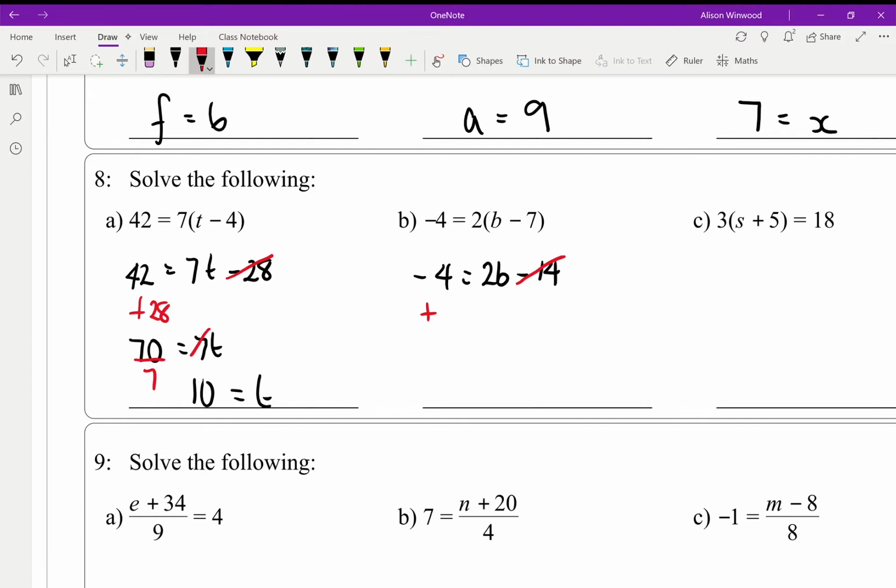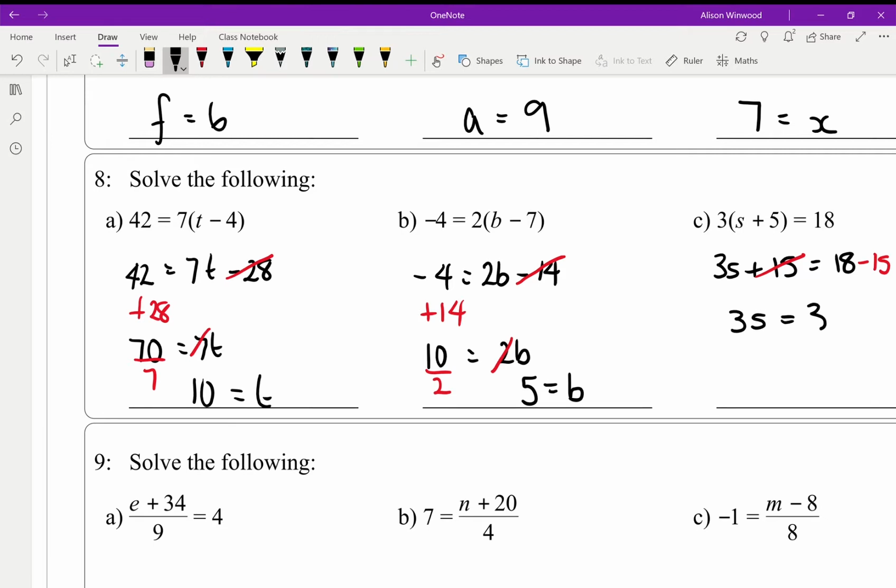Add 14, divide by 2, 5 equals b. Subtract 15, divide by 3, so s equals 1.